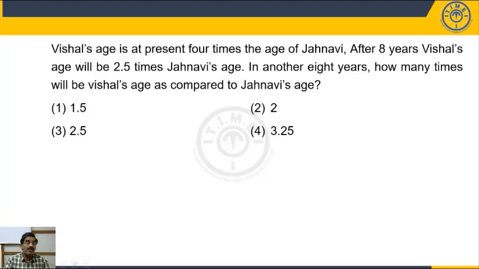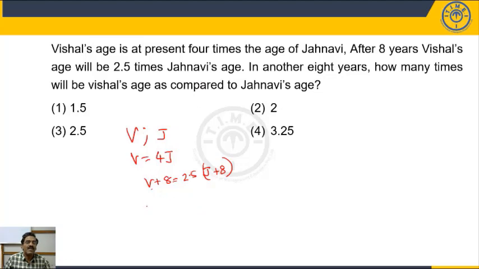What we will do, let us assume Vishal's present age as V and Jahnavi's present age as J. So at present, he is saying, that means presently only he is considering. Vishal's age is given to be how many times Jahnavi's age? 4 times Jahnavi's age, 4J we can say. After 8 years, Vishal's age will become V plus 8 and Jahnavi's age will become J plus 8. At that time, what is the data that we are having? V plus 8 is 2.5 times J plus 8. It's 2.5 times Jahnavi's age at that time.